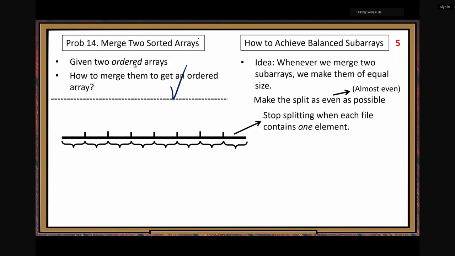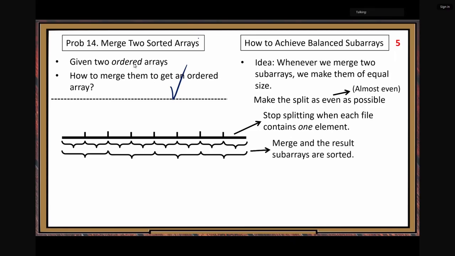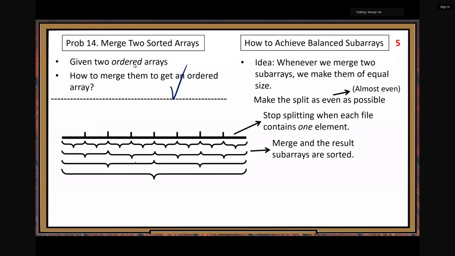After the merge, each subfile becomes an ordered file, right? Ordered. Then another round of merge, the second round, gives larger ordered subarrays. We keep doing the merge operations round by round. Next round, then the last round. After this round, we only have two ordered subarrays. In the last round, we merge these two ordered subarrays and get one whole ordered array.